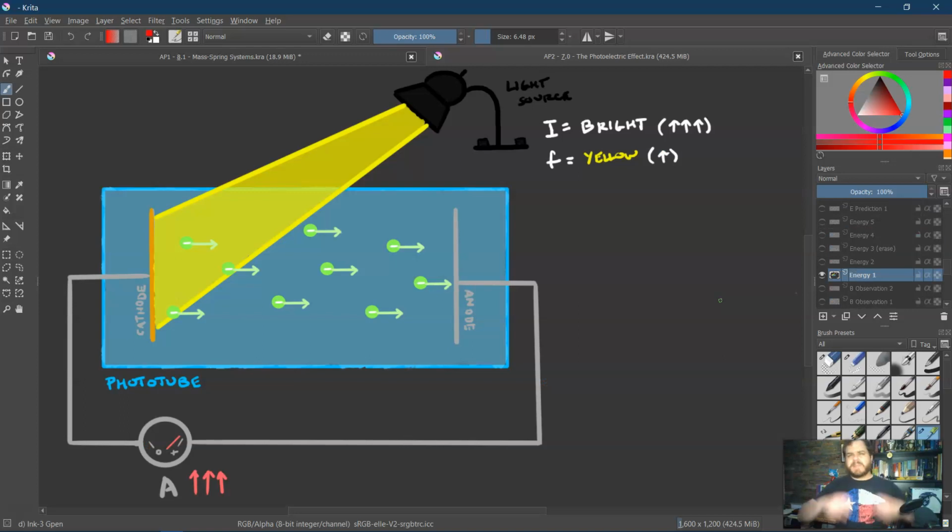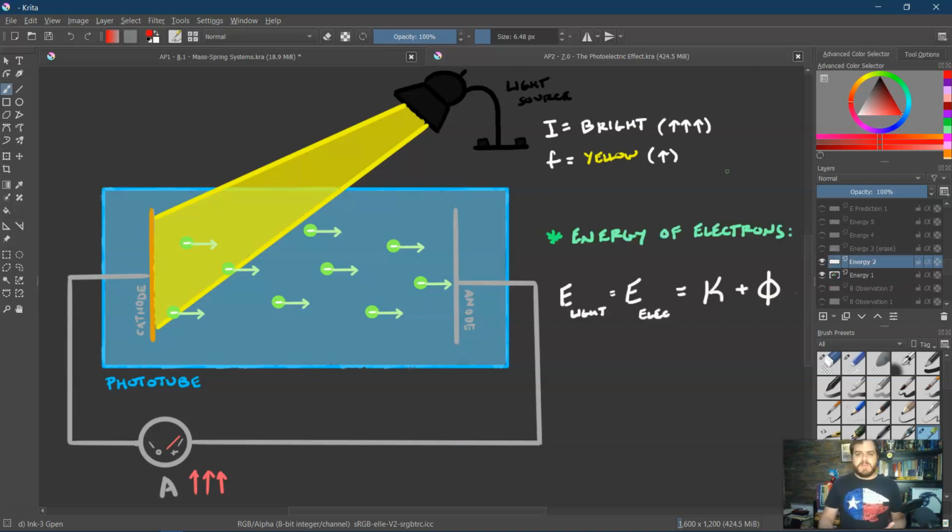Well, while we were looking at the number of electrons being ejected, is there some way we could study the energy of these electrons? Well, the energy that the electrons gain must be coming from the light. That must be where it's gained from. So the energy of the electrons is equal to the energy of the light. And what is this energy equal to? Well, it's equal to the kinetic energy of the electrons, granted.